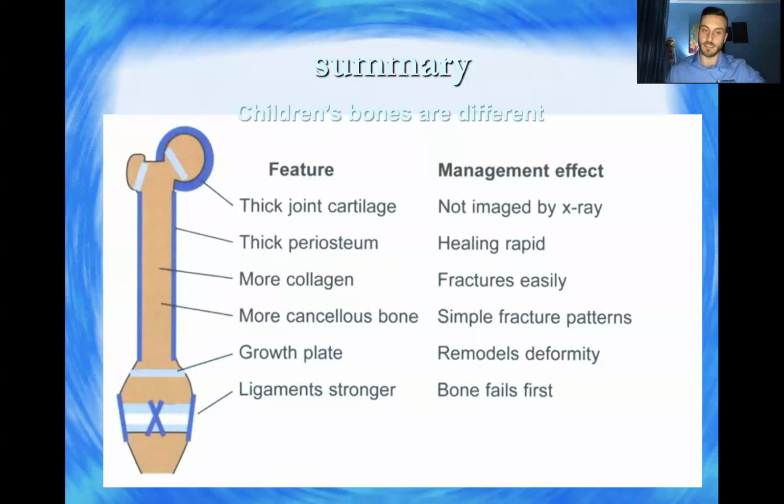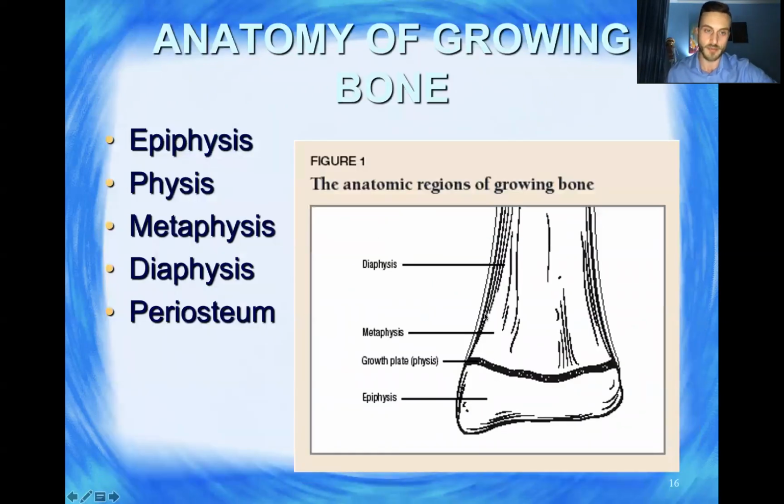It's harder to fracture, but the fractures will have specific types like the buckle and the greenstick. Simple fracture patterns are oblique and transverse. Growth plates remodel deformity, so if you have a deformity, it might remodel, as we already mentioned. And if the ligaments are so strong, the bone will fail first, so you will see a fracture rather than a ligamentous injury.